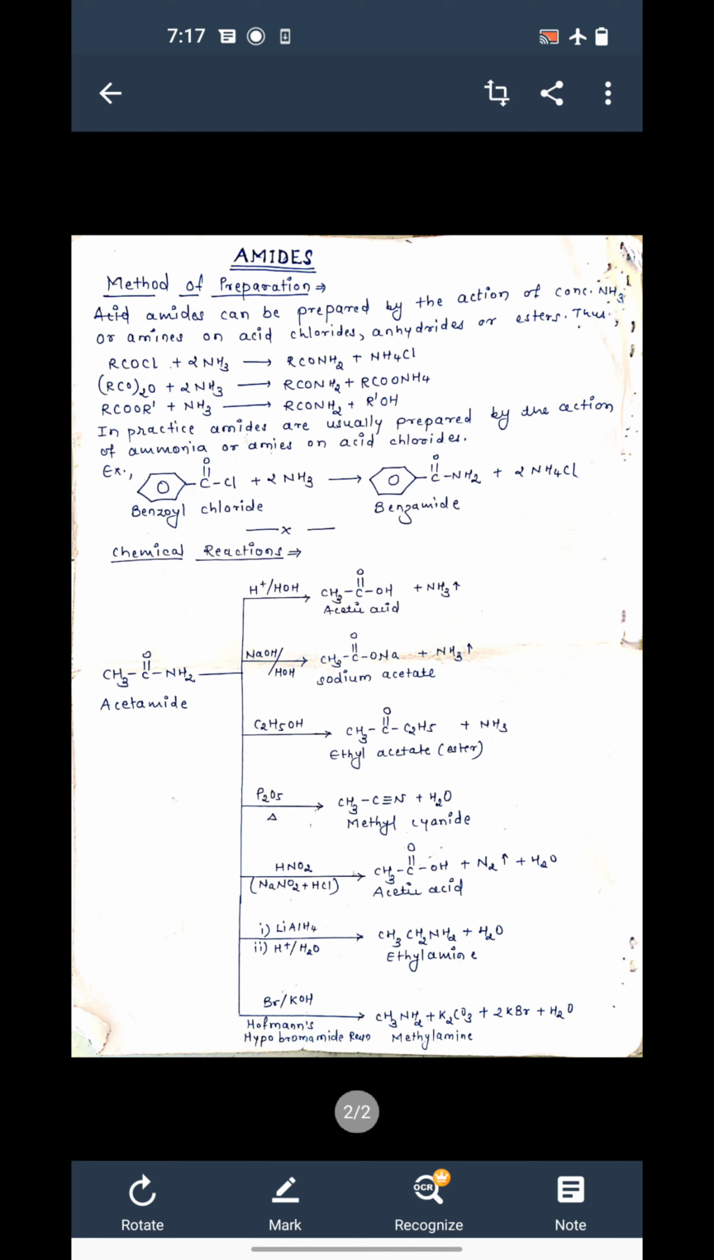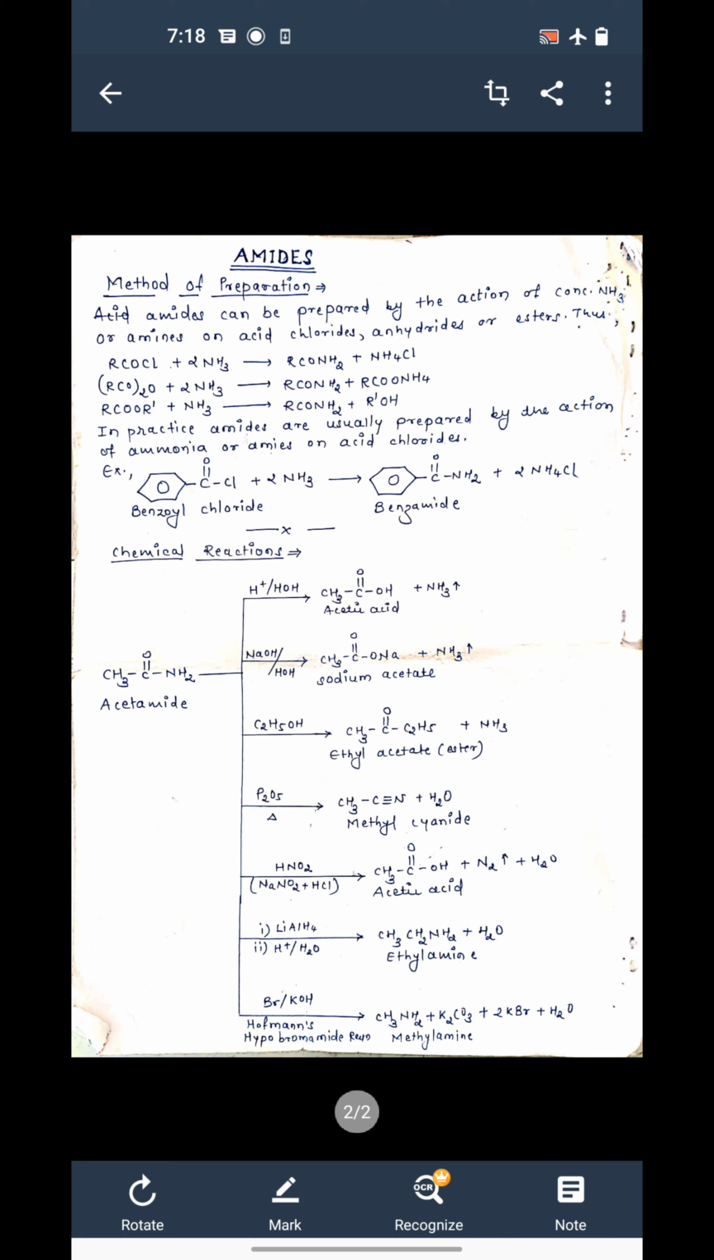We are taking again acetyl chloride or acid chloride. When it reacts with two molecules of ammonia, it gives us amide, and a small molecule of ammonium chloride gets removed here. Again acetic anhydride, when it reacts with ammonia, also gives us amide, and ester on reaction with ammonia also gives us amide.